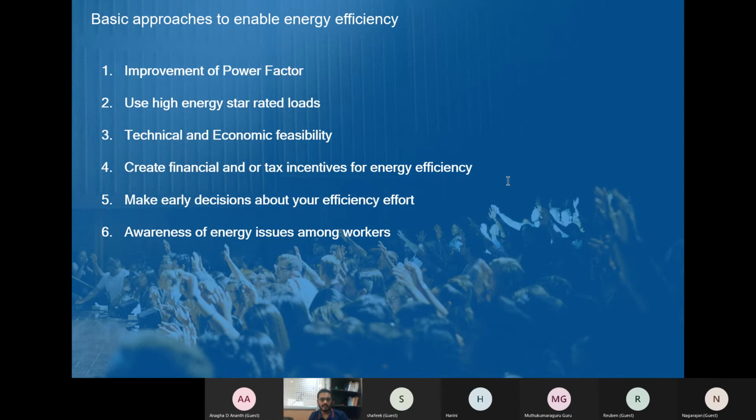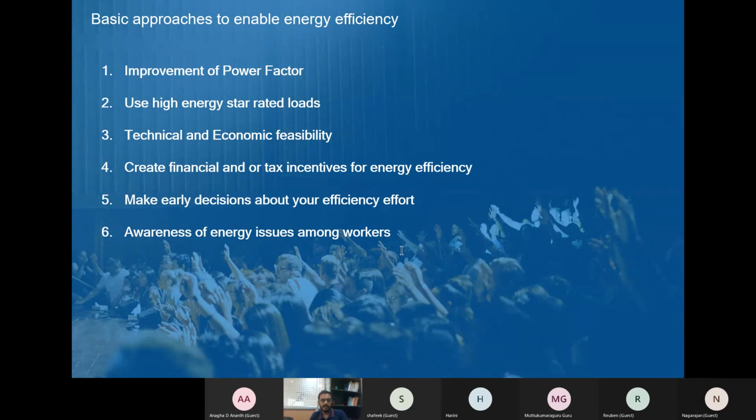Use high energy star rated loads. Energy Star is the international standard for energy efficient consumer products. Devices carrying the Energy Star service mark, such as computer products, we'll see on washing machines, air conditioners and kitchen appliances, many of the products. Most of the products rated from 3 to 5 stars are good energy efficient products, while the one which consumes more energy is less efficient.